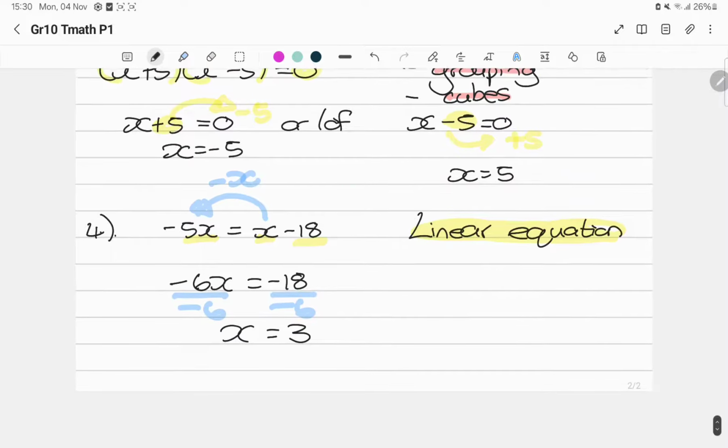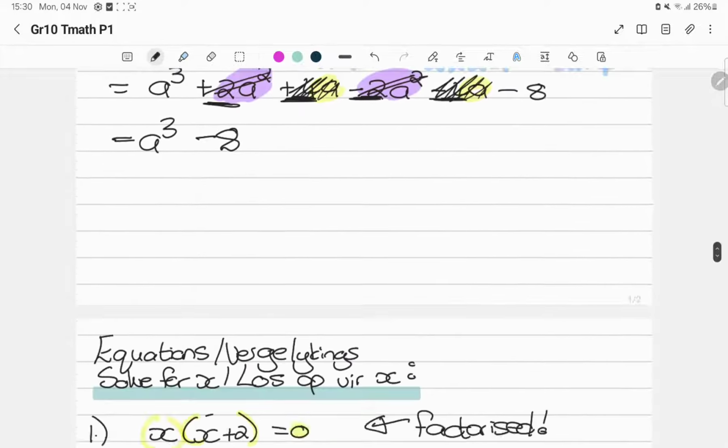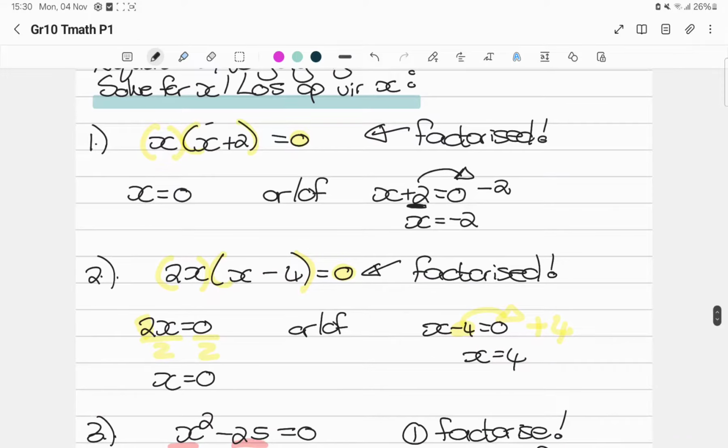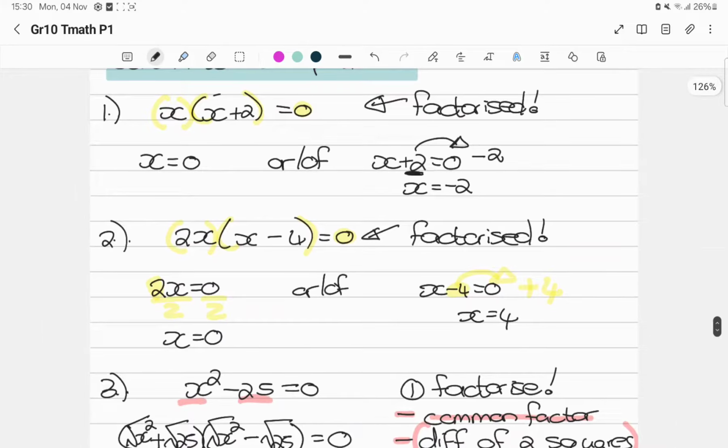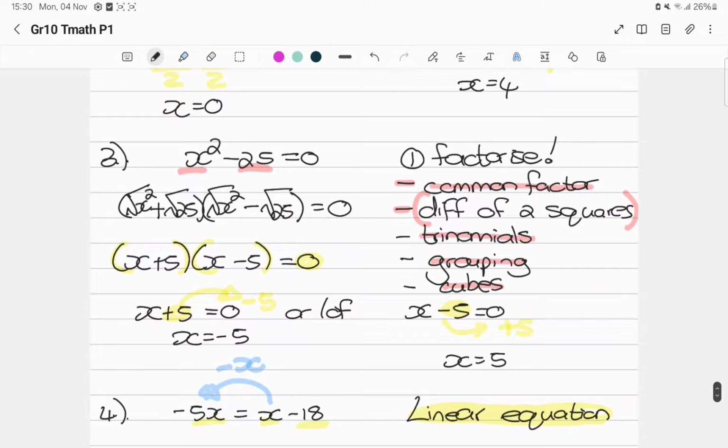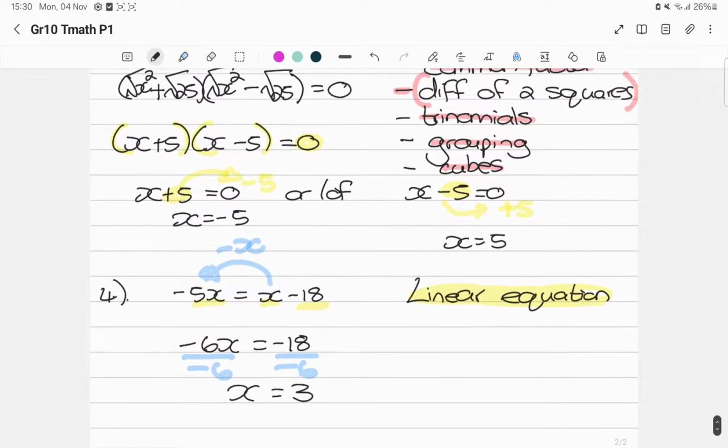And that's that. Alright, so these are the only 3 ways in which they can ask you to solve for x. Firstly, they give it in factorized form, so you have brackets and it's equal to 0. Then you just split your brackets. Or they give you an x squared and no brackets, then you have to make your own brackets by factorizing. And then your last option is your linear equations. So there's nothing fancy there, just normal x's and numbers. So I get my x's on the one side and my numbers on the other side.